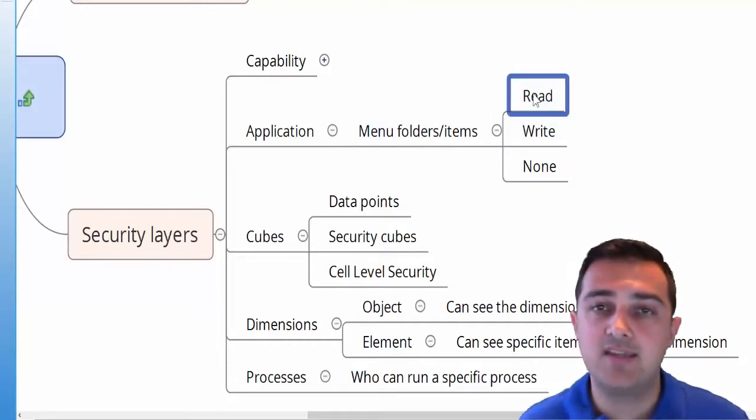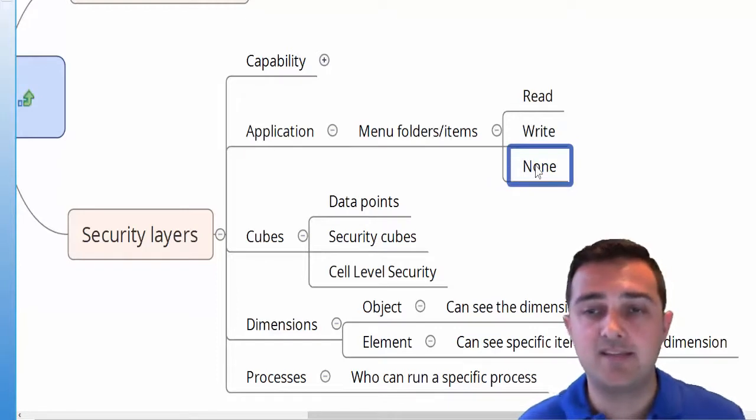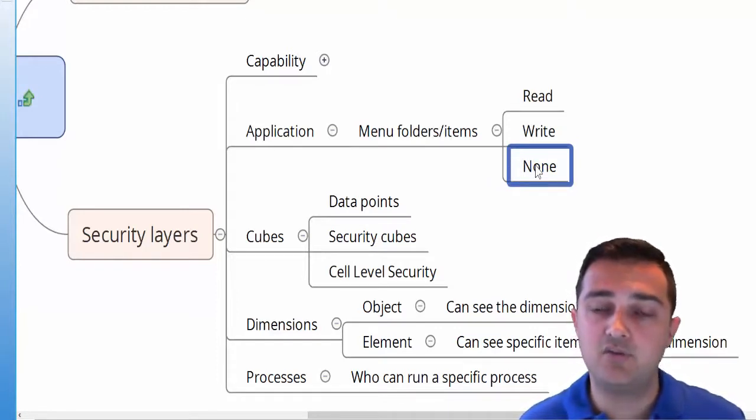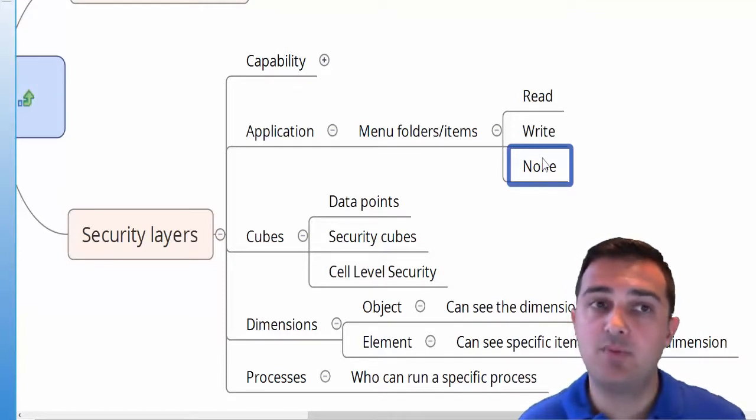So read meaning they can see this menu item. It could be a folder, or it could be a specific report or template. They can write. This is typically for a folder. So maybe they're allowed to publish new templates or reports into this folder. That's the write access. None. They don't see this thing. So whether it's a menu item or a folder, if a user group just has none, they don't see the thing. The item still exists, but they don't have the privilege to see it.